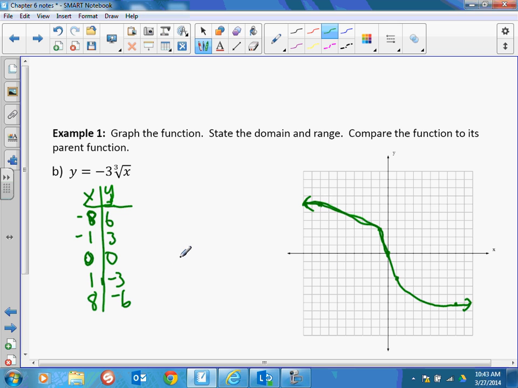Okay, so domain and range. Remember, for any cube root function, you can take the cube root of a negative, and you can see on the graph there's no ending point, there's no vertex to this. So state the domain and range. Domain and range: all real numbers.